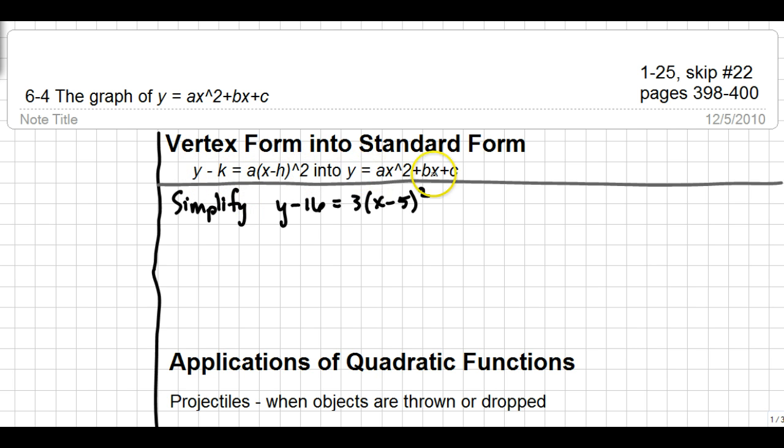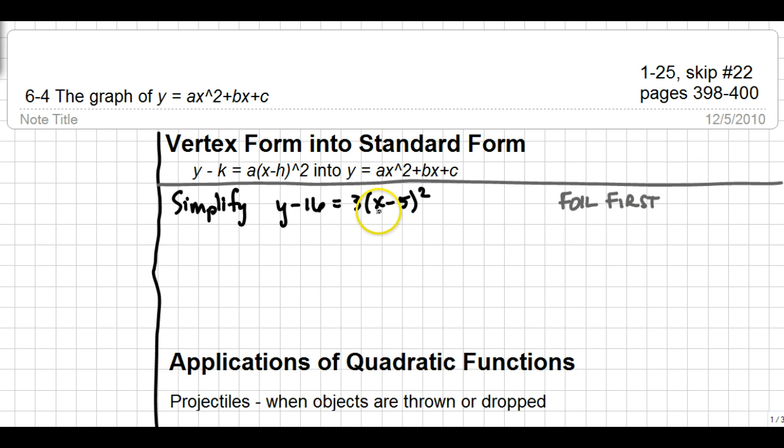Standard form is what we're used to seeing, ax squared plus bx plus c. So if they ask you to go from vertex form into standard form, students need to be comfortable doing that. So as you look at this particular example, any ideas on what we would do first? Looks like we should deal with the power first according to the order of operations. So let's write a quick note here. Typically you're going to do FOIL first.